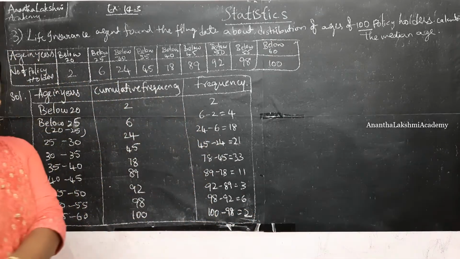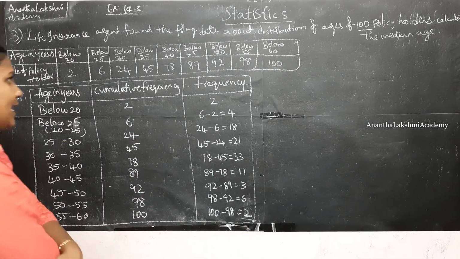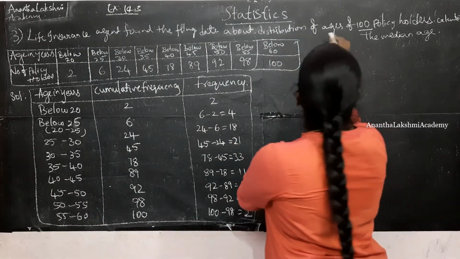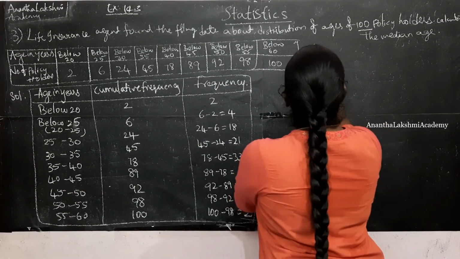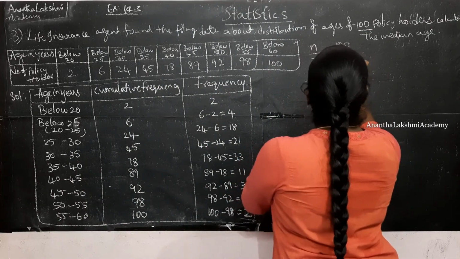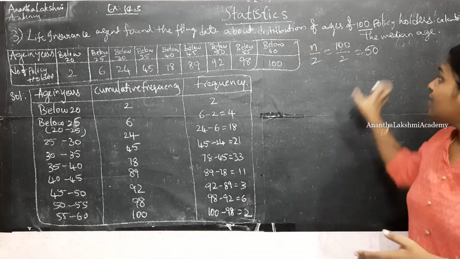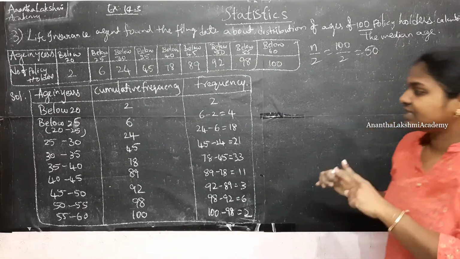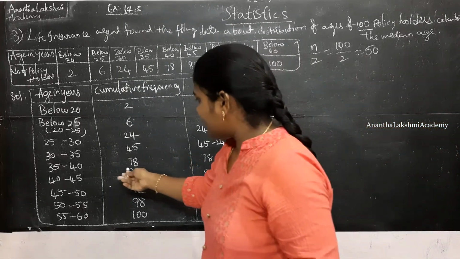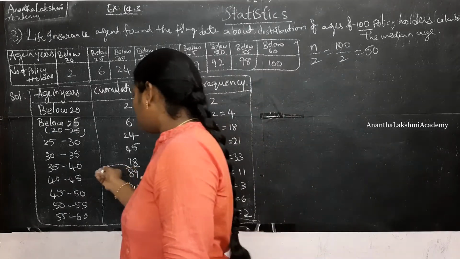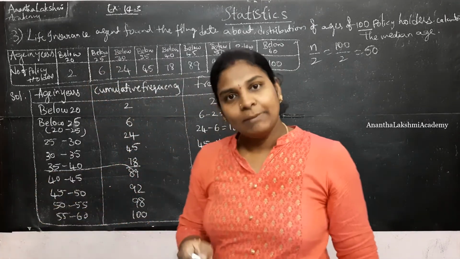So now that we got the frequencies, isn't it? Now, in order to figure out the median, we need to know what is n by 2. What is n here? Given as 100. So 100 by 2 is 50. Now we have to look at the cumulative frequency which exceeds 50 for the first time. 45 and 78: 78 is the cumulative frequency exceeding 50 for the first time. So 35 to 40 would be our median class.